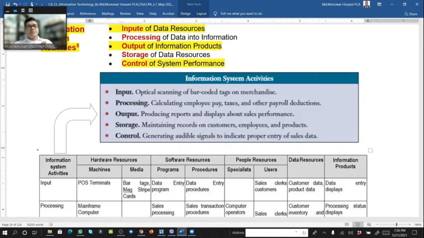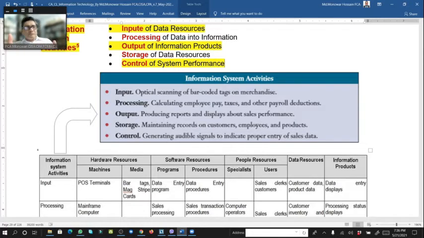Input. And processing, calculating, for example, employees' pay, tax, and other payroll deductions. Output, produce the report and display the performance on the dashboard. Also storage, maintain records of the customer, employee, product. Control, generating additional signals, indicators, etc.